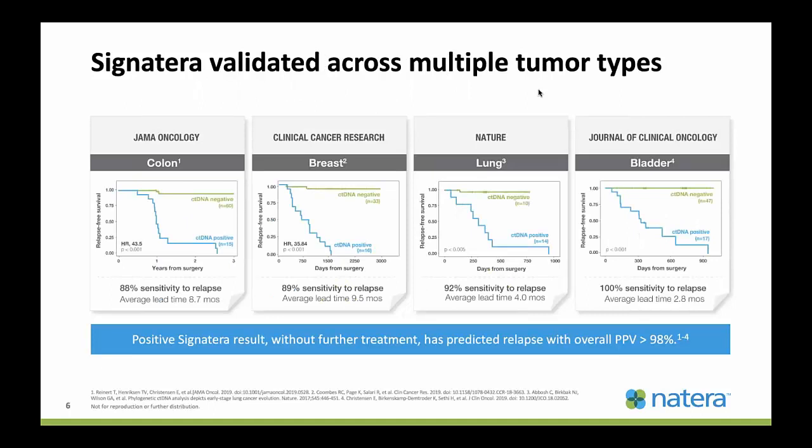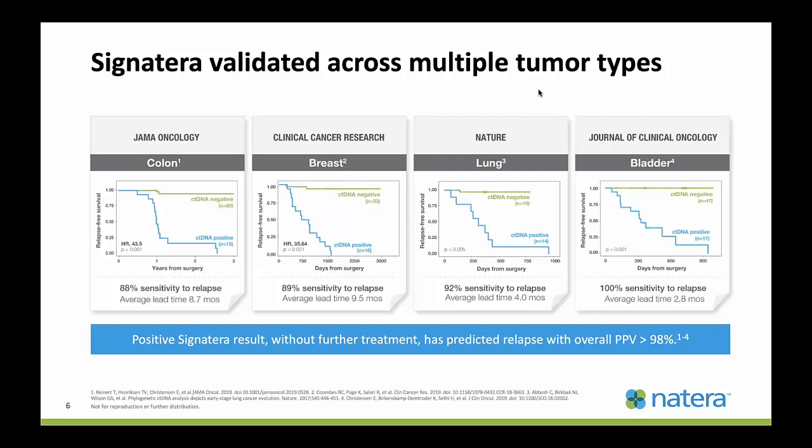Signatera's clinical performance has been validated in several tumor types. Shown here are the results of Signatera's prognostic performance in 4 of our publications, including colon cancer, breast cancer. Our initial validation study was published in Nature, and it was in lung cancer, and also in muscle-invasive bladder cancer.